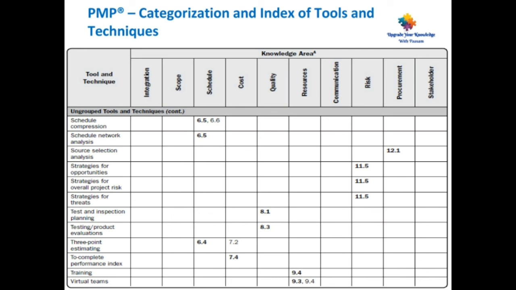3-point estimating used in schedule, and as well cost. 3-point estimating, you can expect questions in the exam also. To complete performance index, TCPI is used in cost, that is under control cost during review. Training, obviously it is used in resources, that is 9.4 develop team. Virtual teams again is used in resources, 9.3 and 9.4 acquire resources and develop team.